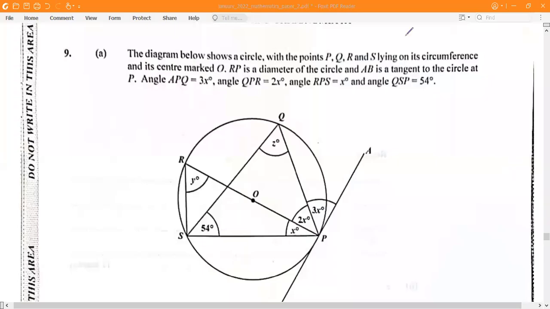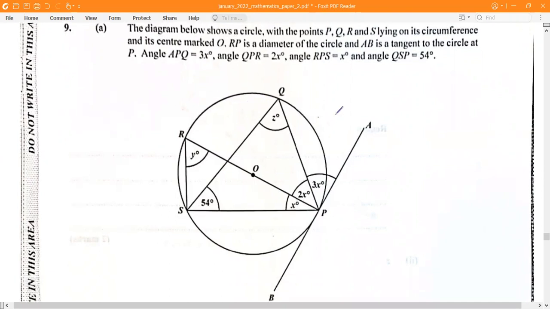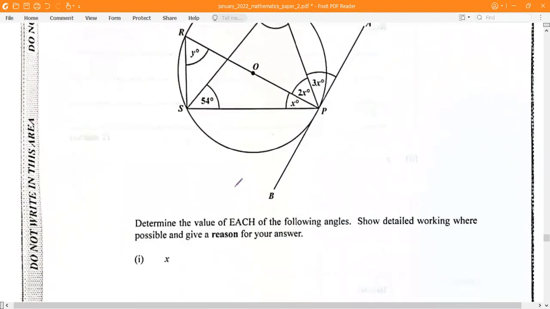Good day, everyone. We are working out January 2022 CSEC Mathematics Paper 2. We are on number 9. This is the circle theorems question. We are given a diagram here. We have a tangent outside the circle, and we are asked to determine the value of each of the following angles.